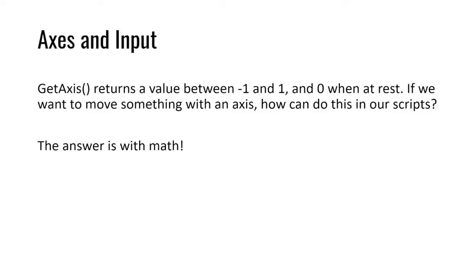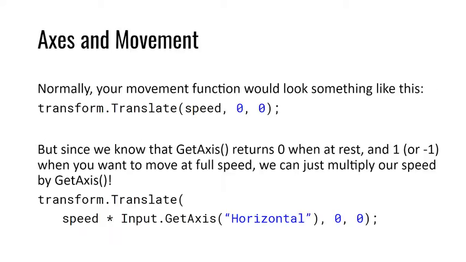So, with axes, you probably shouldn't use if statements because they're not booleans. Instead of using if statements, you would use math because you're using numbers. Since you know it ranges from -1 to 1, if you have a speed, you can multiply it by whatever the function returns in order to control the movement.